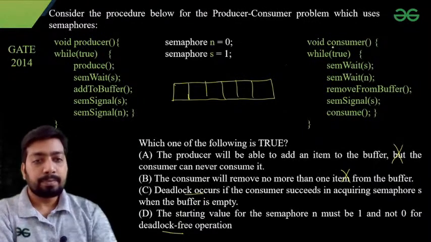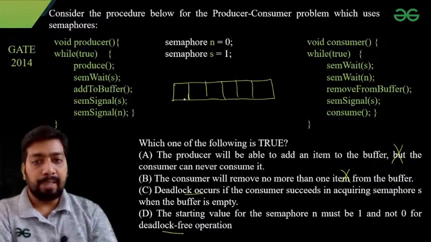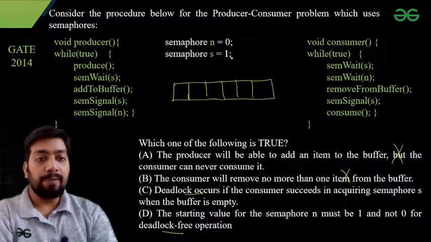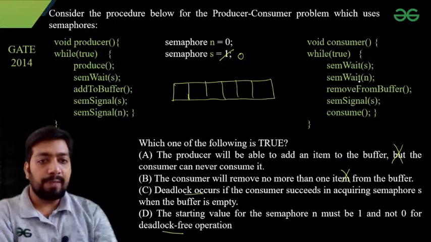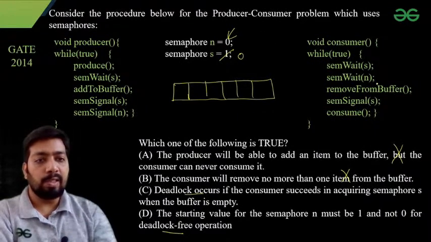But what will happen if the consumer wants to consume an item when the buffer is empty? What will happen? It will perform the wait operation, it will decrement the semaphore s. That means it will apply the wait operation on semaphore s, so it goes to 0. And after that, it will try to perform the wait operation on n, but it is already 0. So that means the consumer process is blocked here.